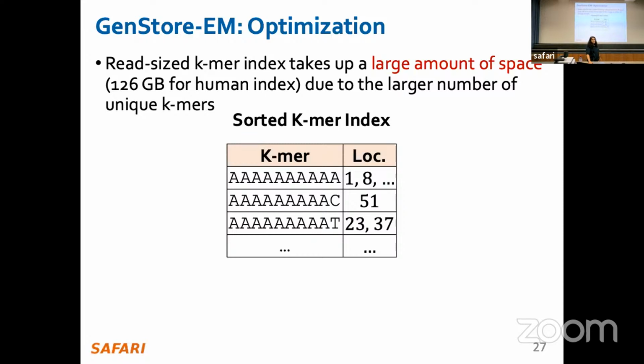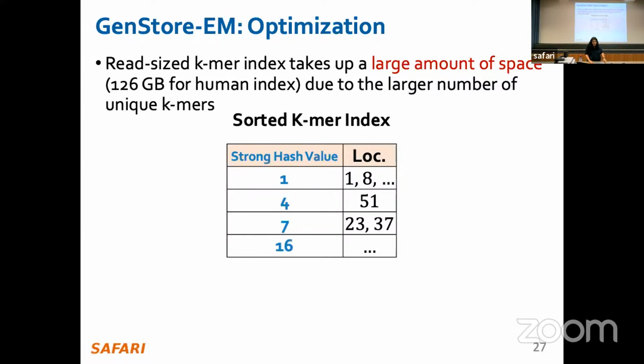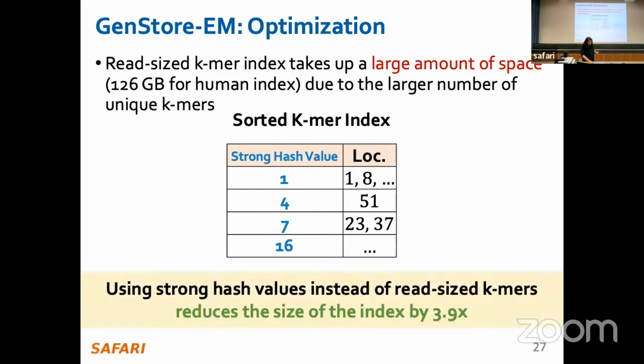Despite the key benefits that I talked about so far, this read-sized k-mer index takes up a large amount of space. For example, for a human index, it will be 126 gigabytes. Why is that? Because we have a larger number of unique k-mers. Let's say unique 10-mers have larger counts than unique 3-mers. That's one thing. And also each k-mer stored takes a larger space. So we further reduce the overhead of GenStore EM by replacing the read-sized k-mers with a strong hash value of each read that acts as both sorting criterion and fingerprint of each entry. And using these strong hash values of the read-sized k-mers, we can reduce the index size by 3.9 times.